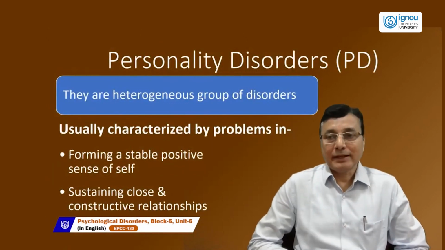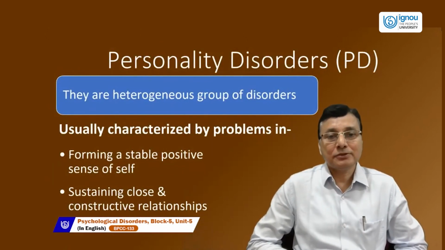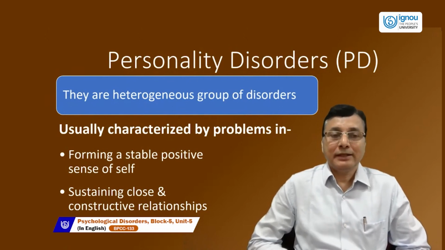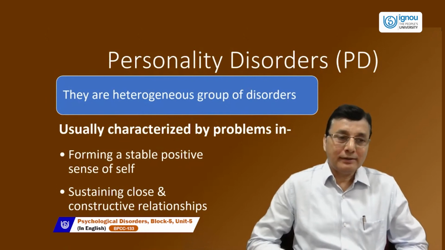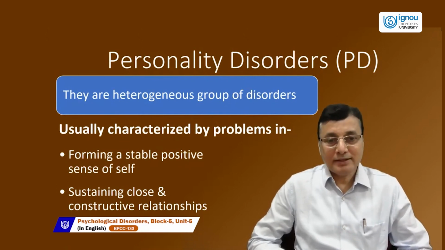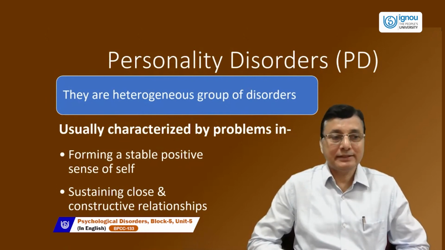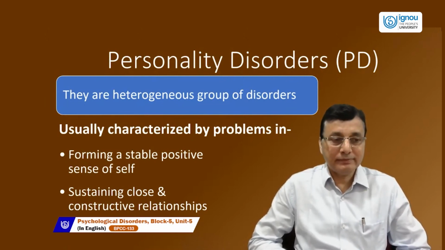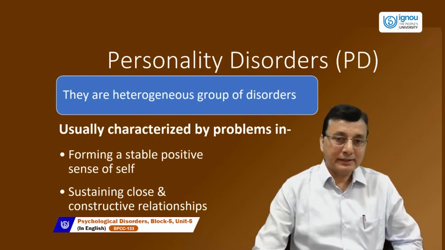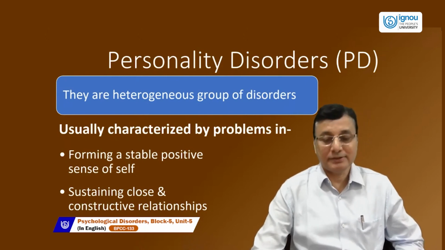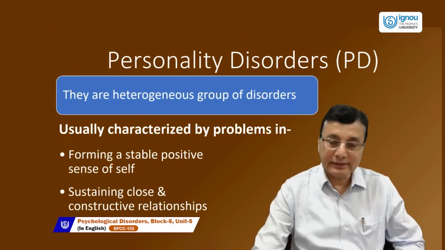Let us see the personality disorders. They are a heterogeneous group of disorders. Personality disorders doesn't mean just one disorder. All personality disorders are generally characterized by difficulty in forming a stable positive sense of self and sustaining close and constructive relationships. So they have problems in forming a stable positive sense of self and maintaining relationships.